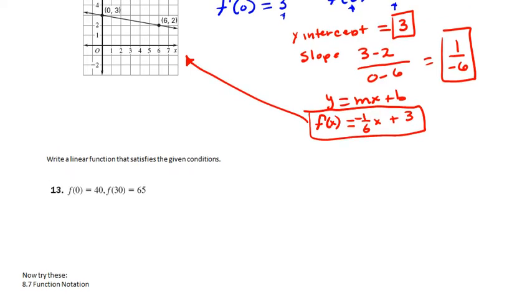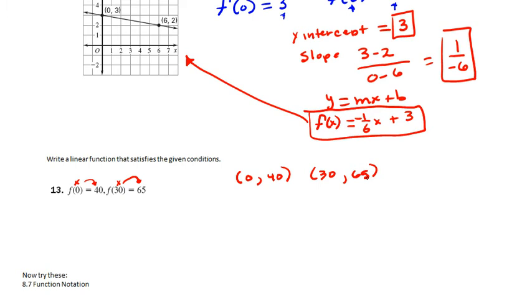Alright, now let's look at an example that doesn't include a graph. Alright, so this is saying that the f function, when I put 0 in for x, I'm going to get 40. When I put 30 in for x into the function machine, a 65 is going to come out. So these represent 2 points. If x is 0, then out comes y, which is 40. If x is 30, it's this point, then 65 is going to come out, which represents y.